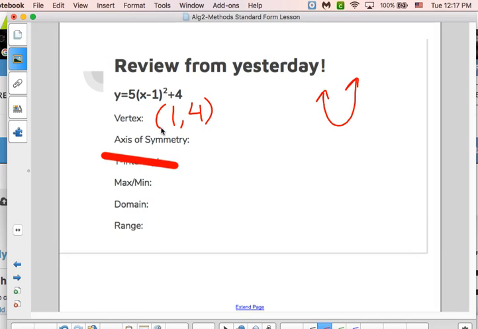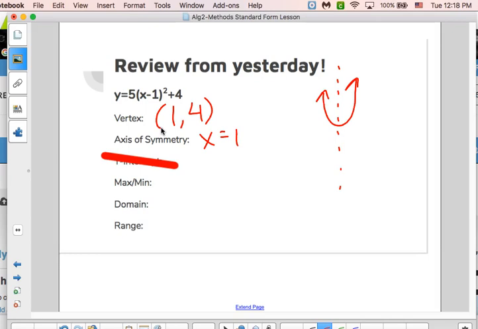So the axis of symmetry is the line that would cut this in half. Would it be a vertical line or a horizontal line? Vertical line. So we're going to have some vertical line. Since it's a vertical line, what point does it have to go through? The vertex, which is at what point? 1. So vertical lines are always x equals. It has to go through the vertex because the vertex is in the middle.